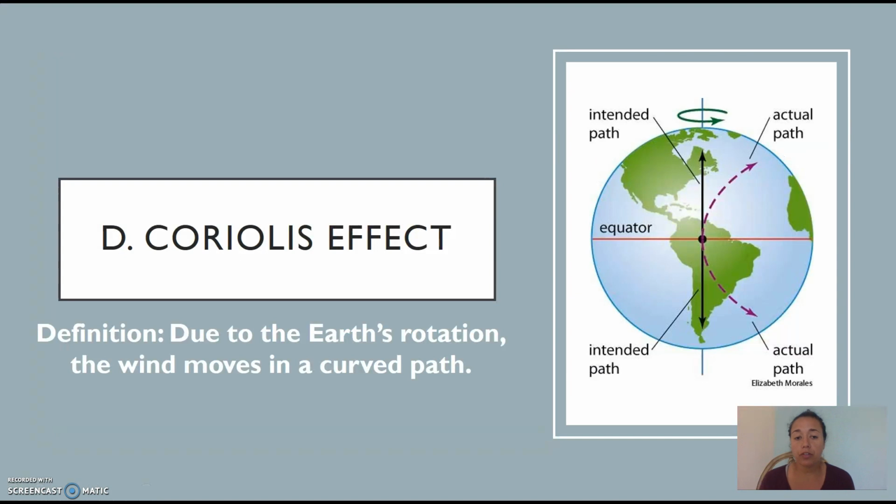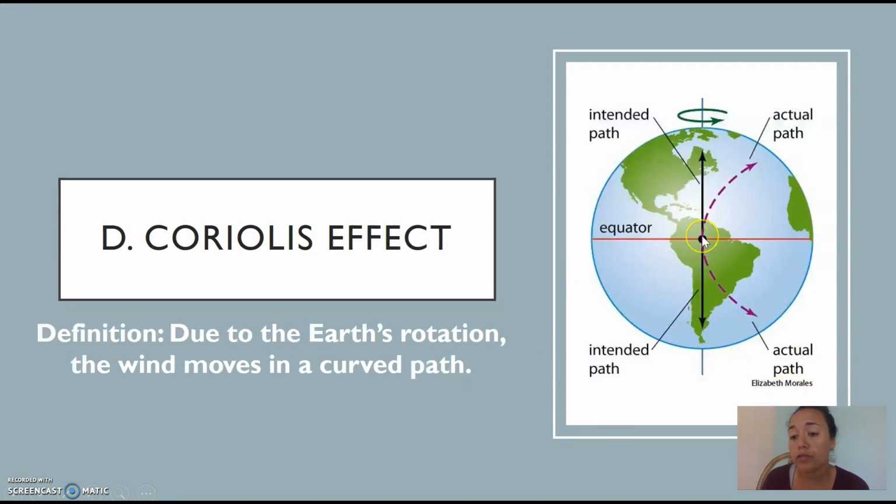Okay, so we're going to start with the Coriolis effect. Due to the Earth's rotation, the wind moves in a curved path. So in this picture here, you would think the wind is just moving up and down in a straight line, but it's not. And I'll show you a different demonstration. We'll actually do something with a balloon.